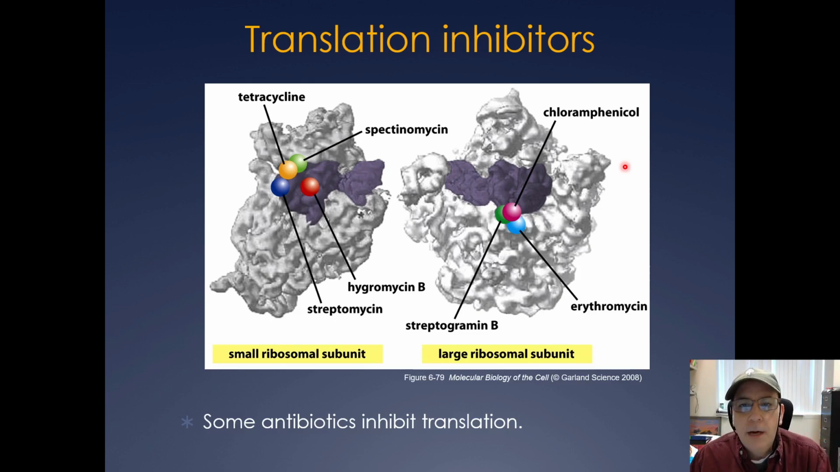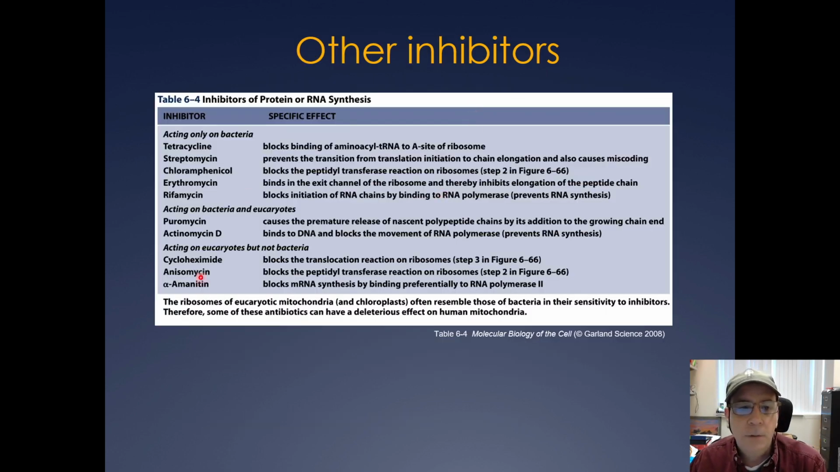It turns out that there's a lot of great antibiotics and inhibitors of translation. Here are some of them: tetracycline, streptomycin, hygromycin, spectinomycin, chloramphenicol and some other ones. Some of these antibiotics are great at inhibiting translation. Here are some of the other ones. For the graduate students, you should basically be familiar with some of these. You'll use them a lot in the laboratory, and you'll also see them in the literature, so they're important to know.